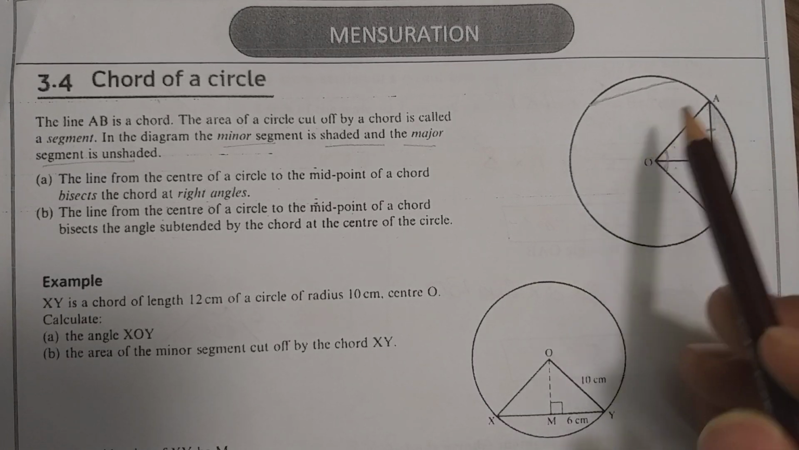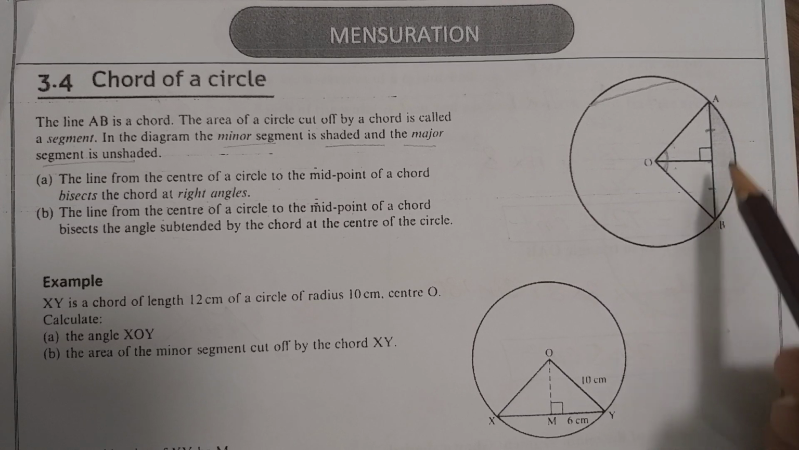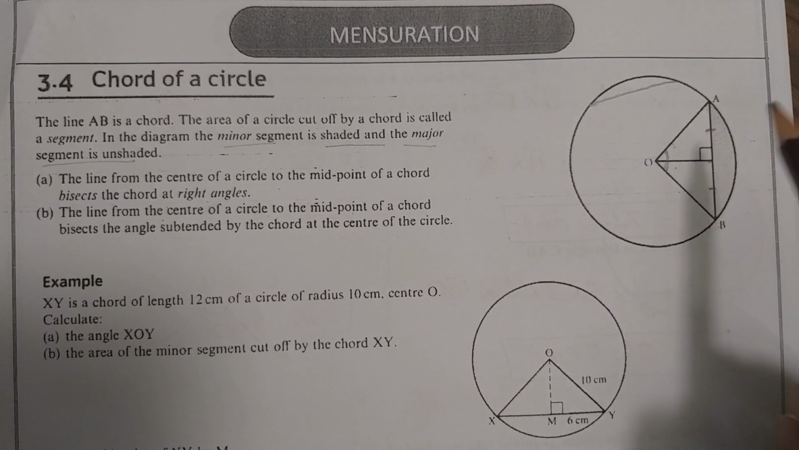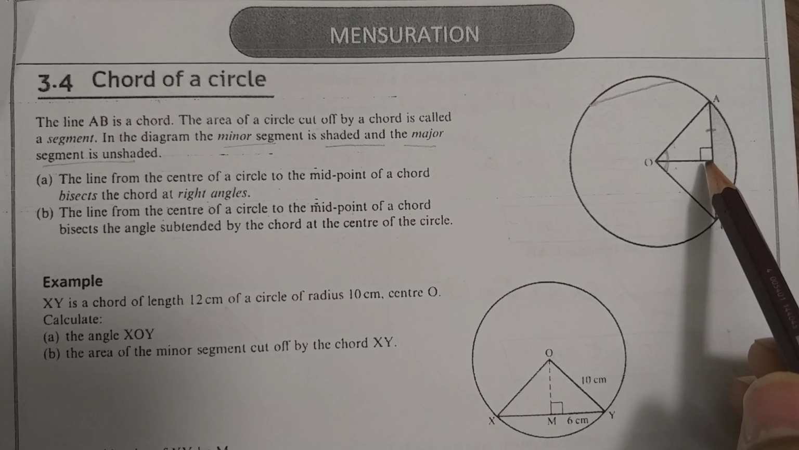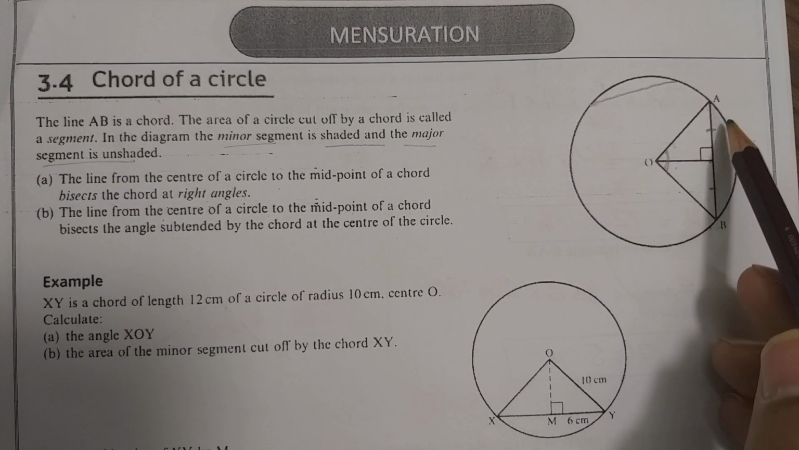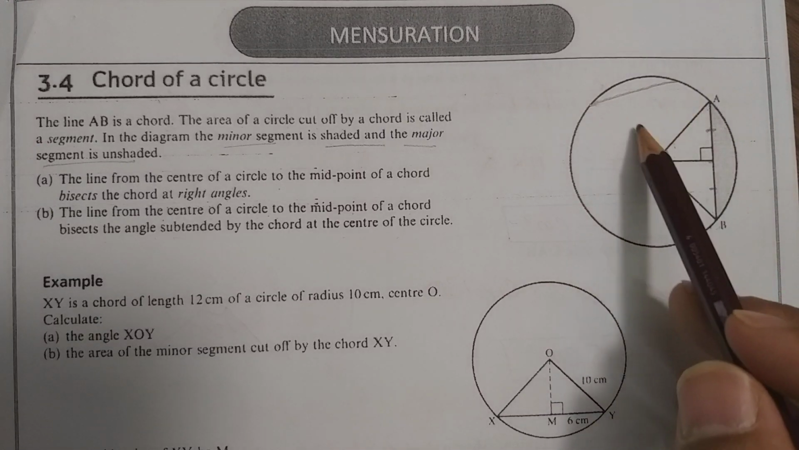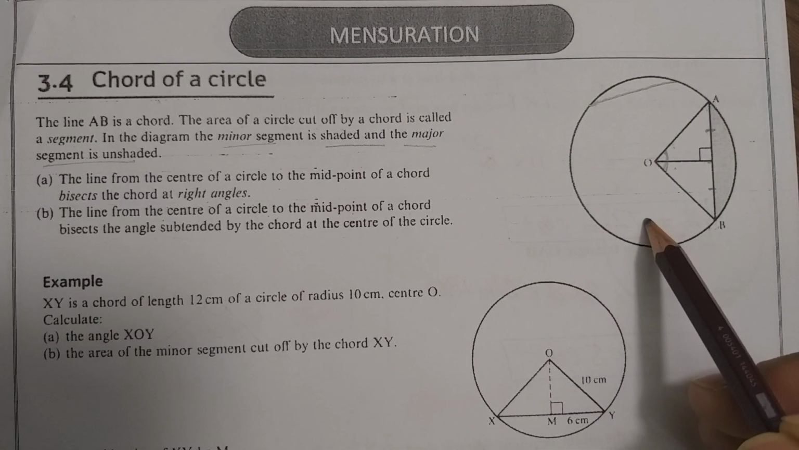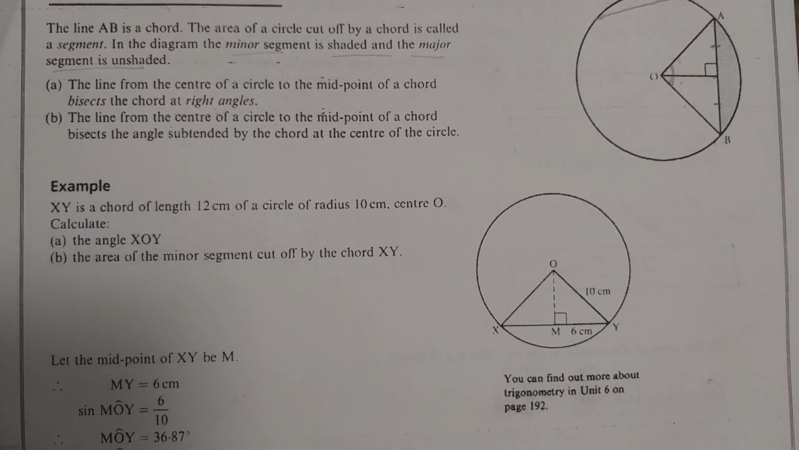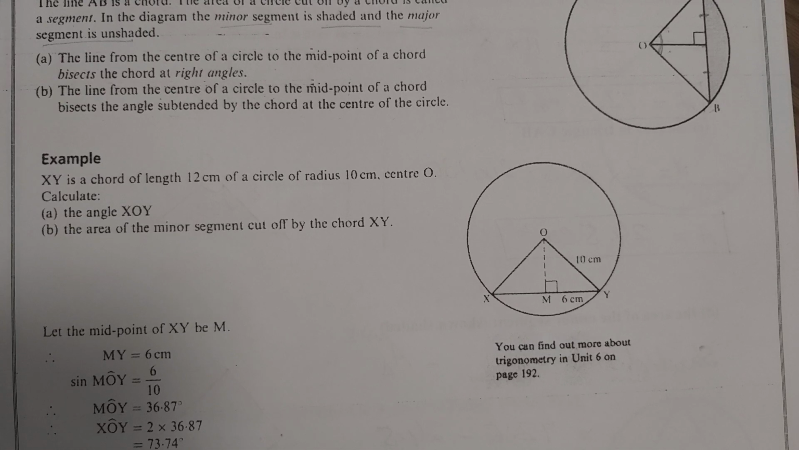Okay, so guys, the chord means the line which touches two points of the circle. That is called the chord. Because of the chord, the complete circle is cut in two parts. The smaller part is called the minor segment, and the major part is called the major segment. Okay, now let's see an example for this topic.